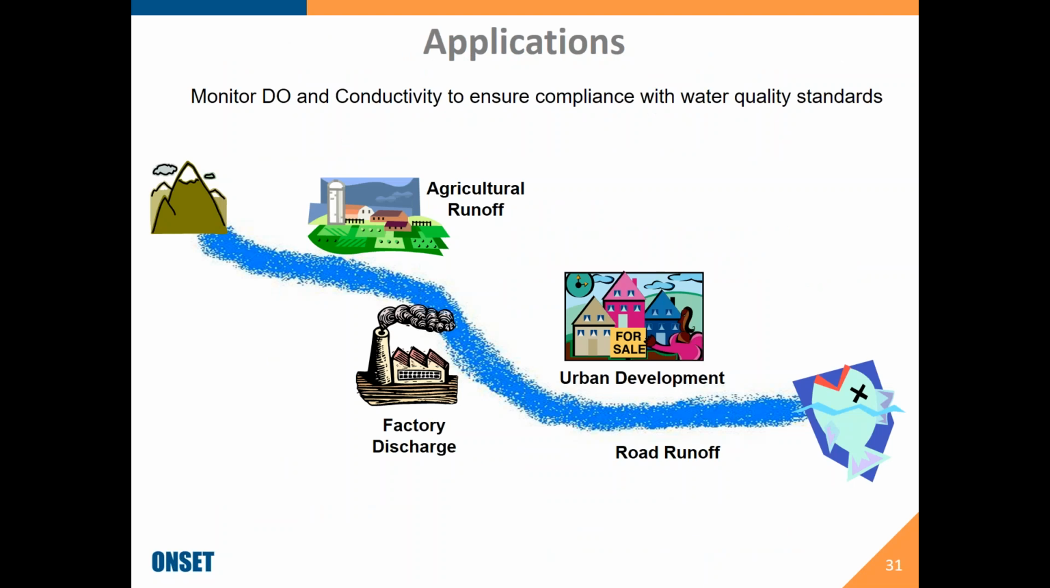So why monitor water quality? Well, you want to ensure that you are in compliance with the water quality standards of your location. Water quality can be affected by many factors such as agricultural runoff, factory discharge, urban development, and road runoff. It is important to measure and treat this before it reaches the oceans or waterways and has adverse effect on our aquatic vegetation or marine life.